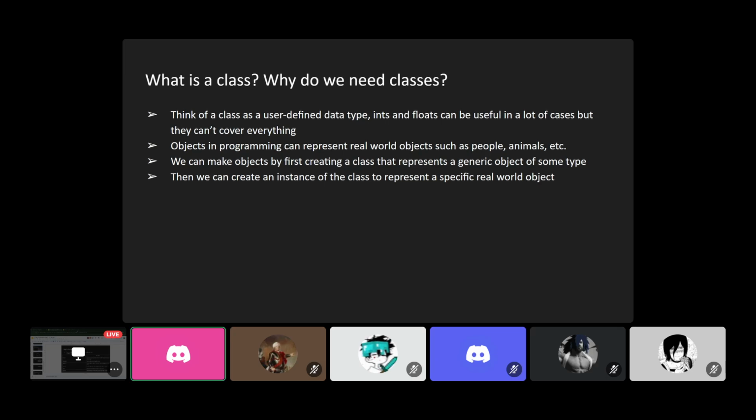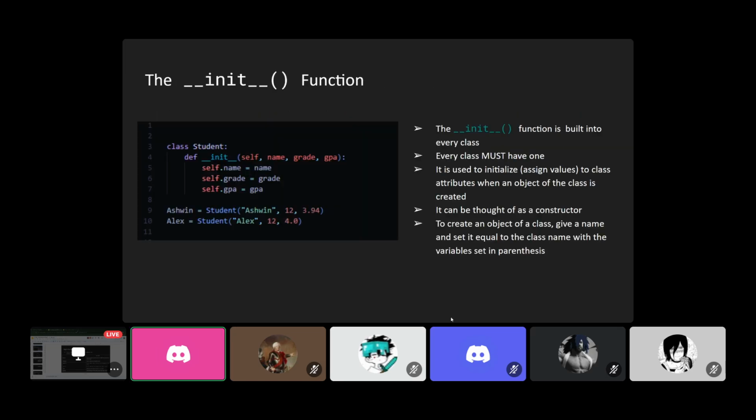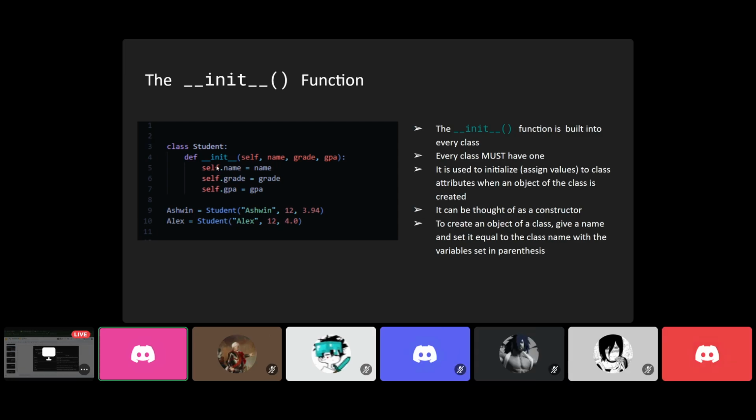We can make objects by first creating a class that represents a generic object of some type. Then we can create an instance of the class to represent a specific real-world object. The init function. The init function is basically a constructor, and you can use it to initialize the instance variables of the class. So you have self, name, grade, GPA.